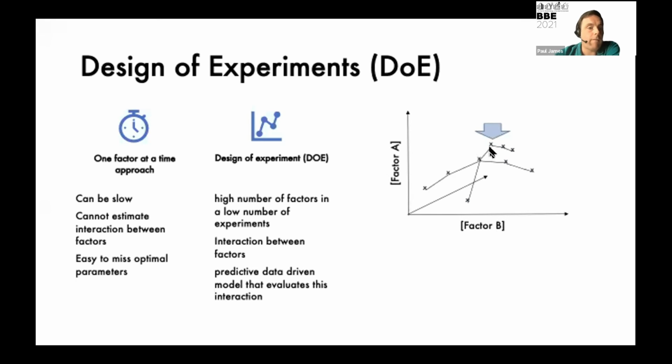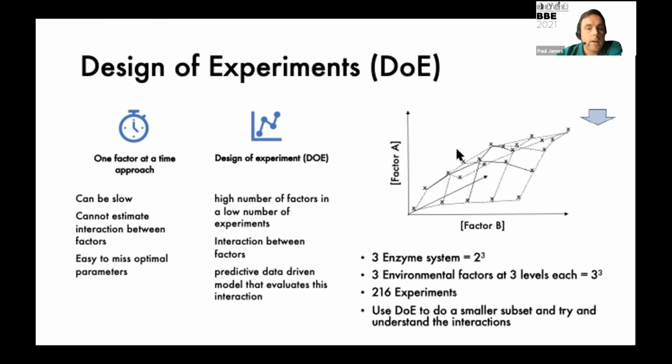But I suppose what one factor at a time doesn't give you is the interaction between the two factors, and actually that's what design of experiments does. If I was able to look at those interactions, then we might be able to hit a new higher level.